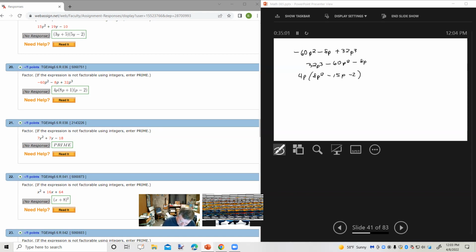So now, do you like factoring by grouping or trial and check? Grouping is easier. A is 8, B is -15, C is -2, the product is -16, the sum is -15, the numbers are -16 and 1. So I've got 4p times 8p squared minus 16p plus 1p minus 2.